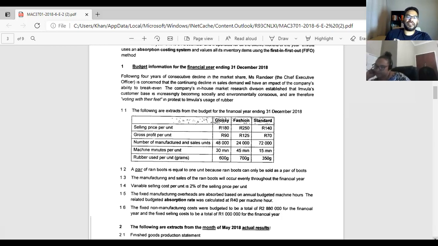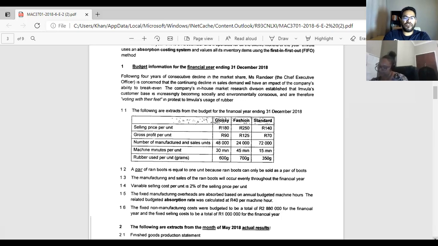We will have to obviously have a look where we will use this information. Okay. So they will say a pair of rain boots is equal to 1 unit because rain boots can only be sold as a pair. The manufacturing and sales of rain boots will occur evenly throughout the financial year. Variable selling cost per unit is 2% of the selling price per unit.